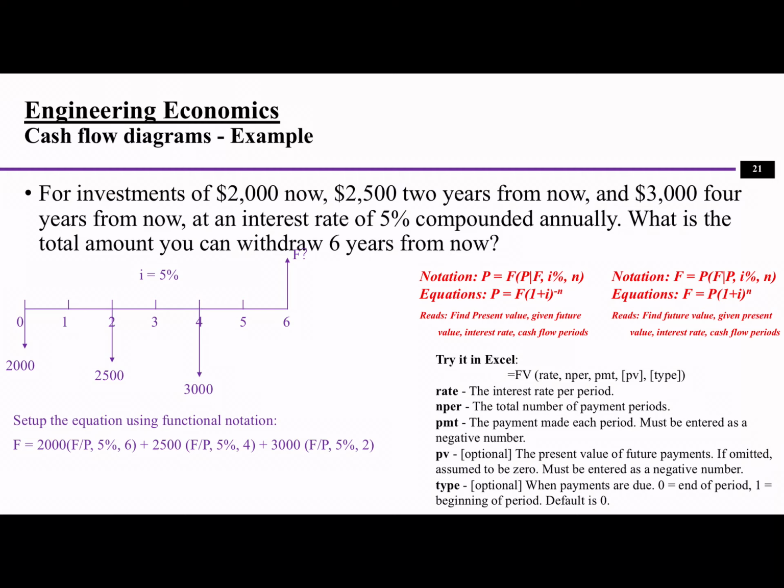All right, now let's use one example to show how you draw cash flow diagrams, and how to use cash flow diagrams to help us calculate the amount of money. This is one example: investment of $2,000 now, which is time 0, $2,500 2 years from now, and $3,000 4 years from now, at an interest rate of 5% compounded annually. Remember, each year is 5%, compounded annually. What is the total amount you can withdraw 6 years from now?